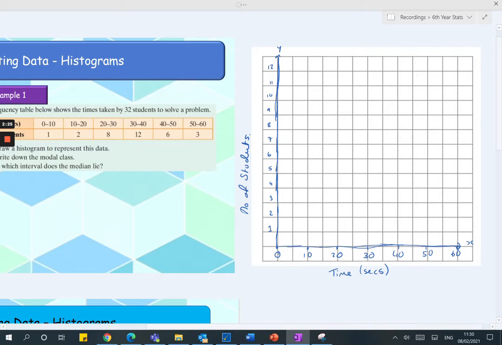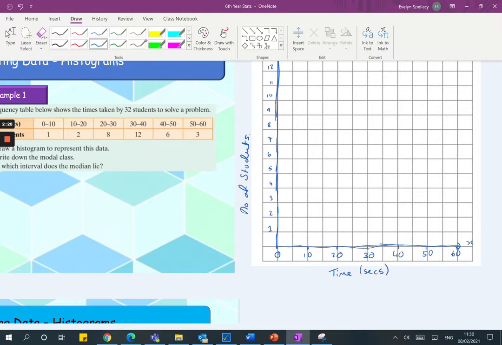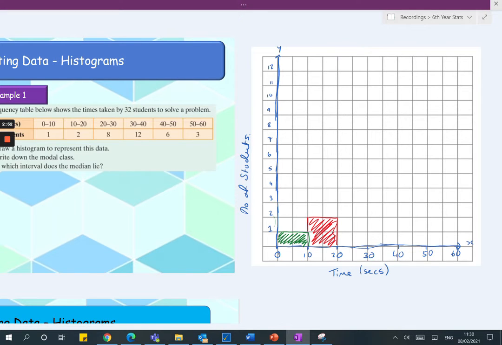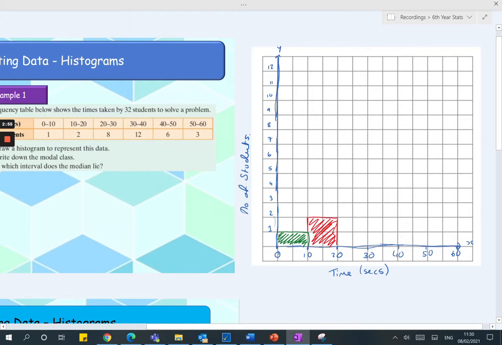At this point I'm going to change the colour because it's nice to use different colours for this one, and I'm going to go with green. So we have between 0 and 10 seconds there was 1 student. So I'm going to draw across and down, leaving no gaps between my first bar and the y-axis. Then I'm going to change my colour again and go for the second one here, which is between 10 and 20, there's 2 students. So we're just going to draw another bar like this, again the exact same width, leaving no gaps. Going again for my third interval, which is between 20 and 30, and there's 8 students.